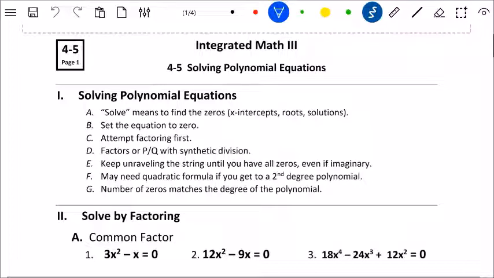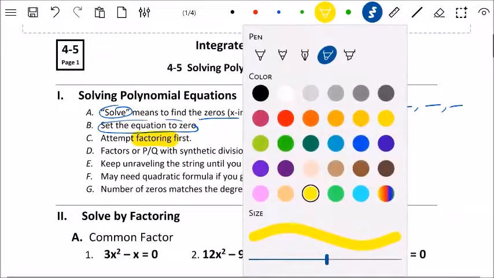Well, first, let's look at some of the things about it and the basic steps or ideas with it. Solve means to find the zeros. Call them what you want, but it's to basically say x equals whatever those things are. So setting the equation to 0 is the first basic thing, because then you find the x's that make it 0.